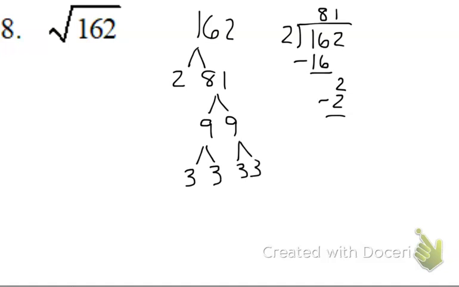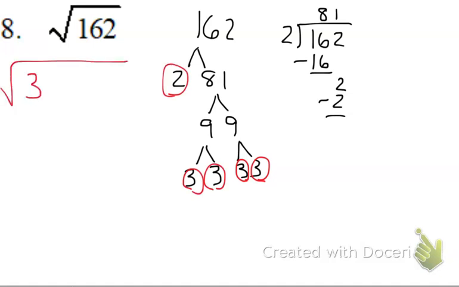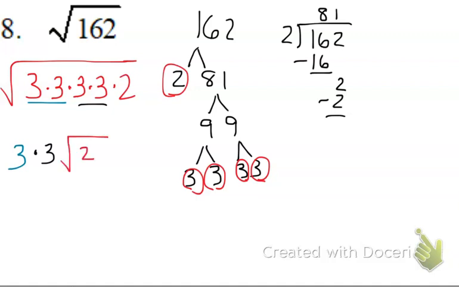So our factor tree ends with 4 factors of 3 and a factor of 2. Square root of 3 times 3 is 3. Square root of 3 times 3 is 3. And then we're left with that 2 underneath the radical. 3 times 3 is 9. So 9 square root 2. This is the simplest way we can write the square root of 162.